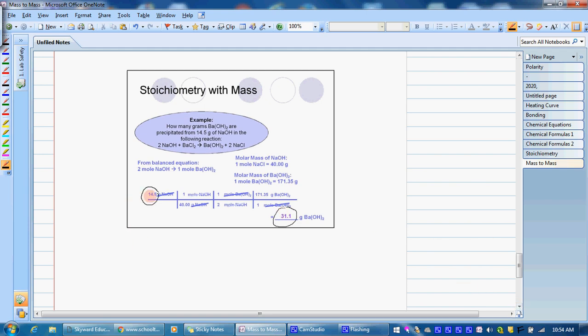And that's our 3-step problem starting with mass. Convert to moles. We have to compare substances mole to mole. That can only come from your balanced equation. And then we convert back to grams for our second substance.